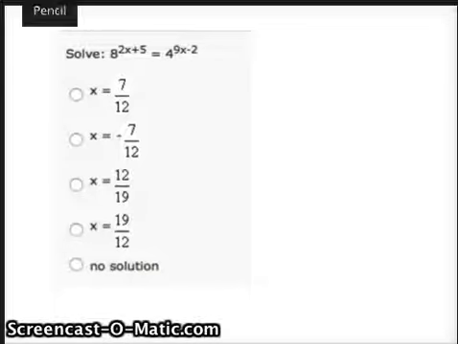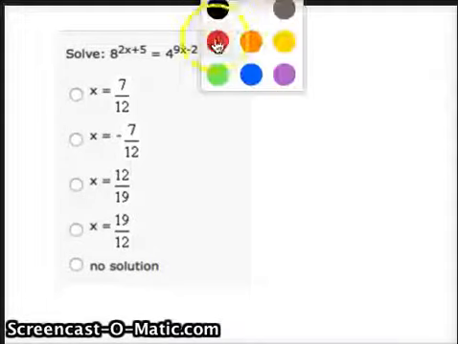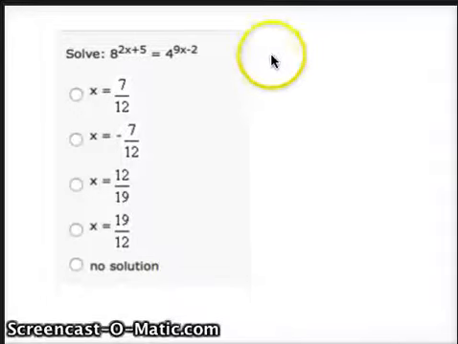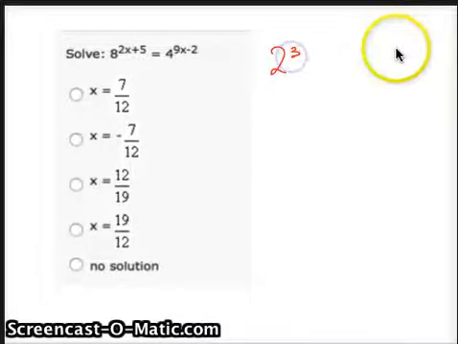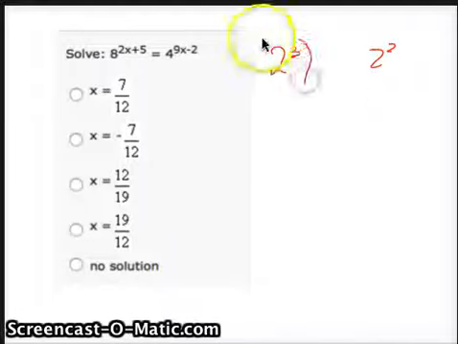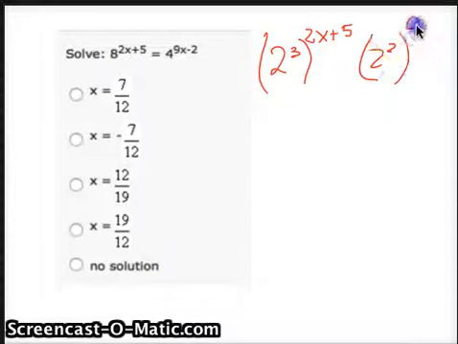This is an exponential equation question, and let's see how we could do this problem. Well, the easiest thing to do is to remember that 8 is 2 cubed, and 4 is 2 squared. If we remember that, then we could just raise this to the 2x plus 5 power, and I could raise this to the 9x minus 2. All right, that makes sense?